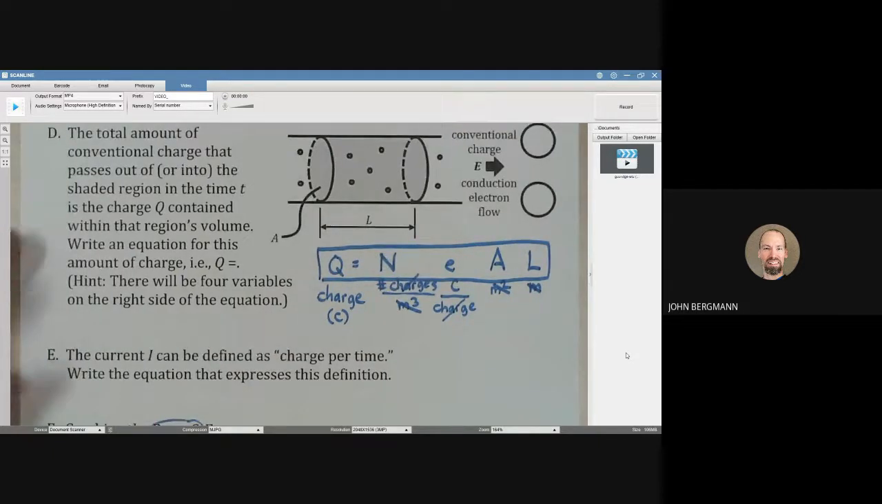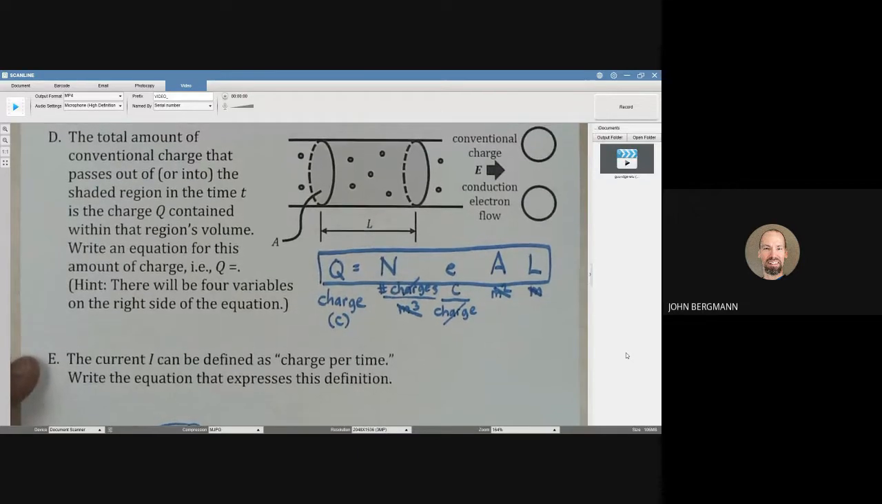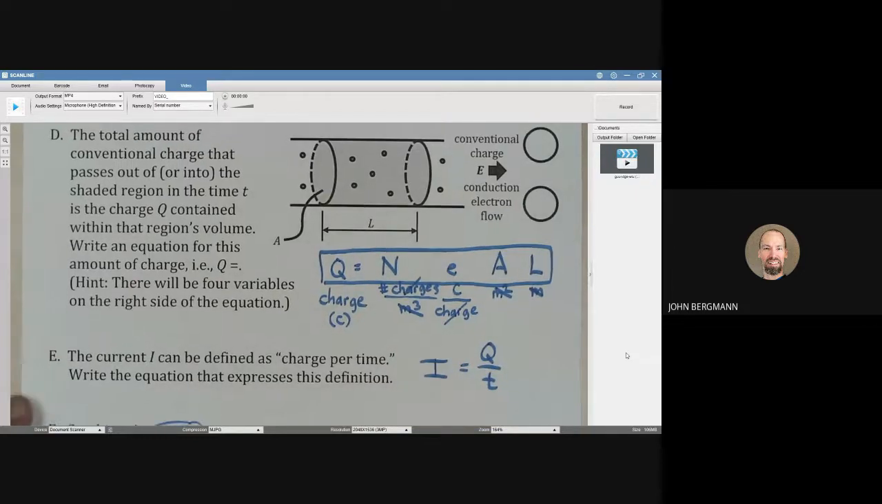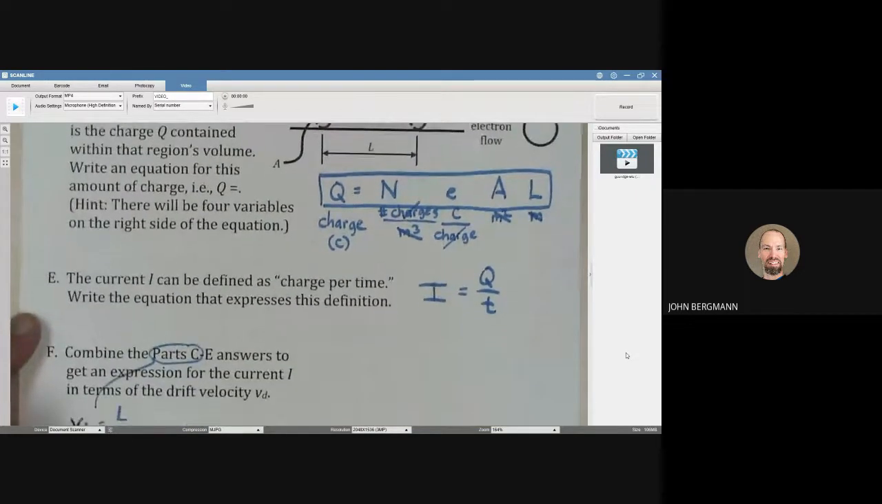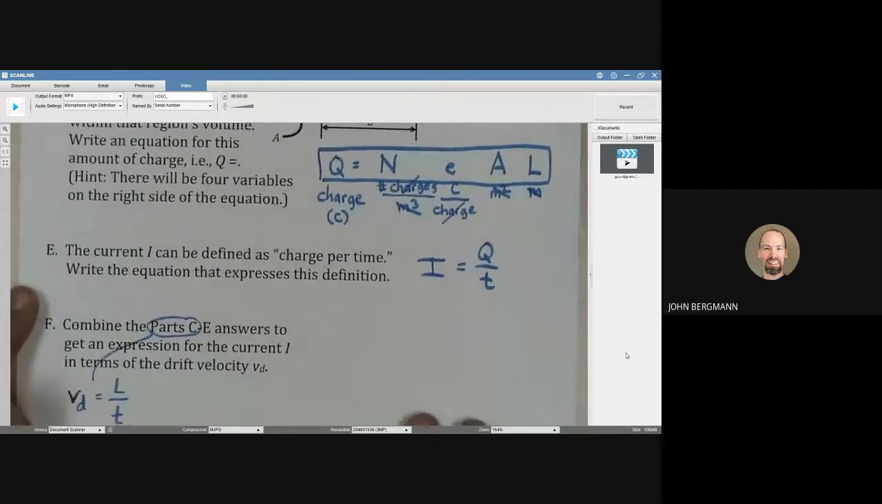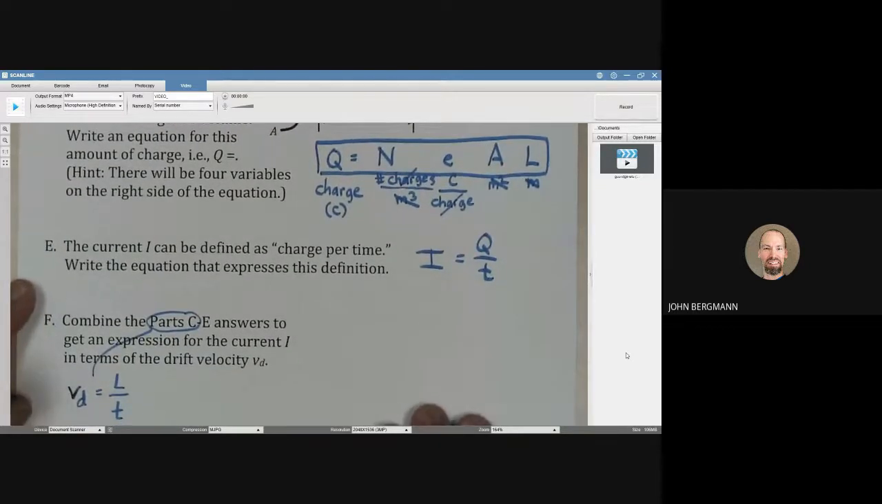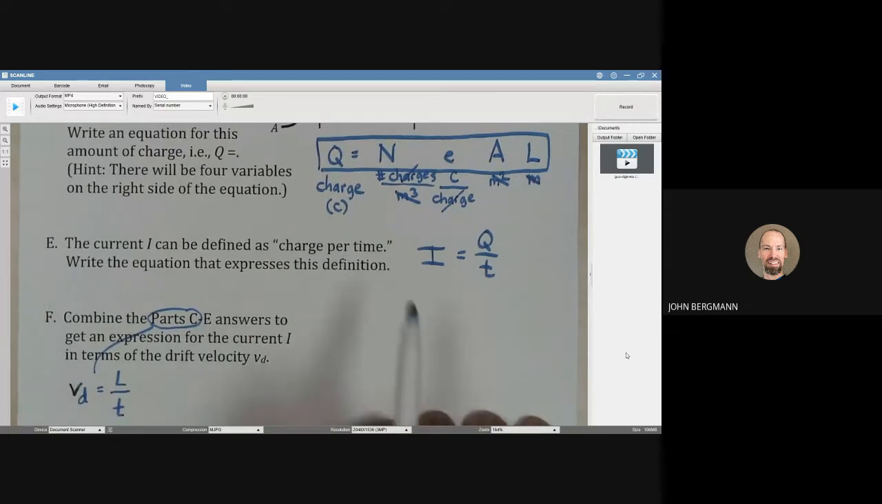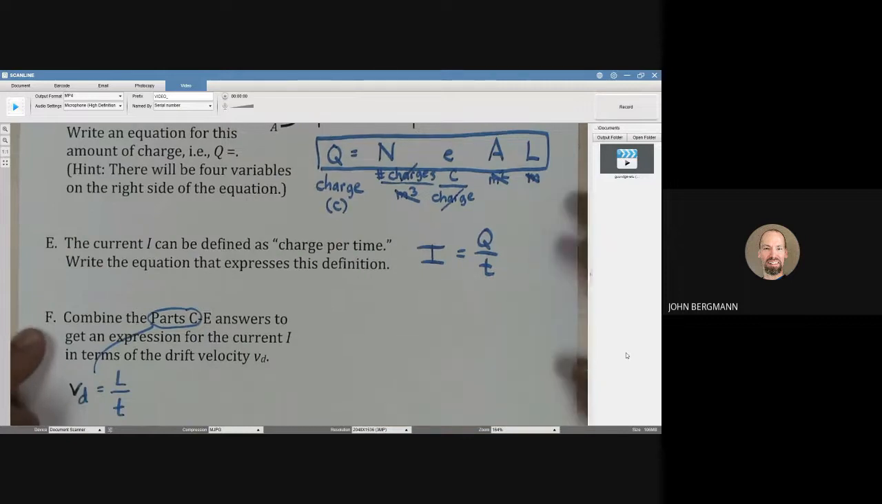The current I can be defined as charge per time. Write the equation for that. Charge per time, the amount of charge that flows in a given amount of time. Combine the parts C through E answers to get an expression for the current I in terms of the drift velocity. So here was our answer to part C, and then we can see the answers to D and E. Now we need to combine these to get an expression for I.